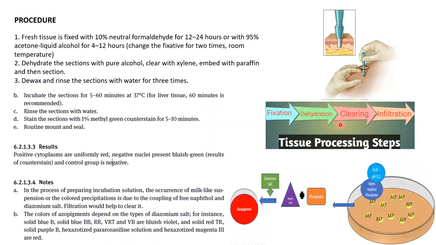Addition of substrate, incubating, then the secondary addition of diazonium salt and coloration, production of azo pigment. And upon obtaining the azo pigmentation, upon finishing this enzyme histochemical analysis, the same tissue needs to be counterstained with a secondary stain in order to visualize the other parts of the tissue. The secondary stain usually recommended is methyl green. We will add 1% methyl green as a secondary stain in order to visualize the tissue. Okay, so this is all about enzyme histochemistry.